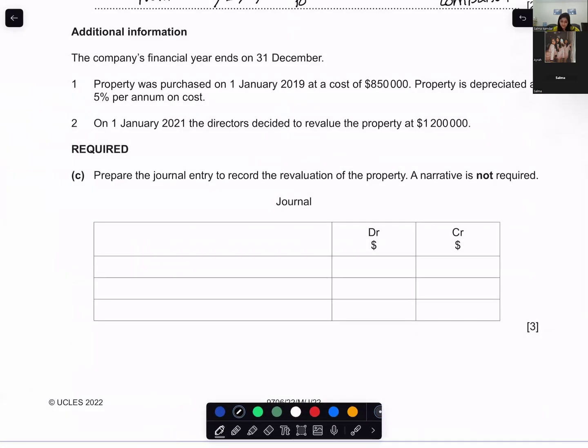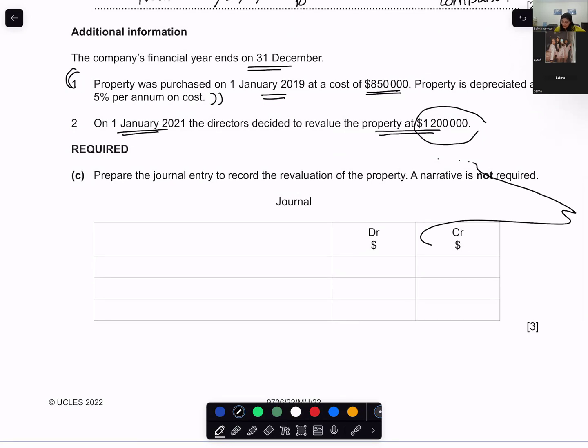The company's financial year ends on 31st December. Property was purchased on 1st January 2019 at a cost of $850,000. Property is depreciated at 5% per annum on cost. You have purchased the property and it has depreciated at 5% per annum on cost. On 1st January, the directors have decided to revalue the property. So the new valuation of the property will become 1,200,000. Are you with me?